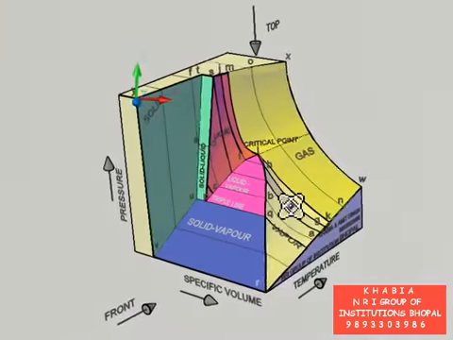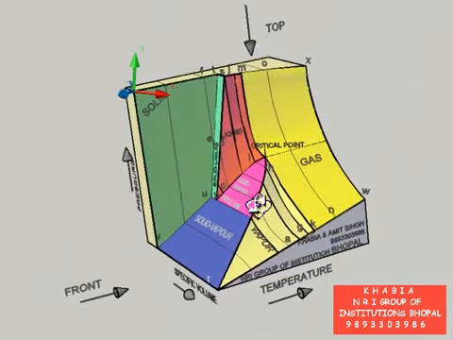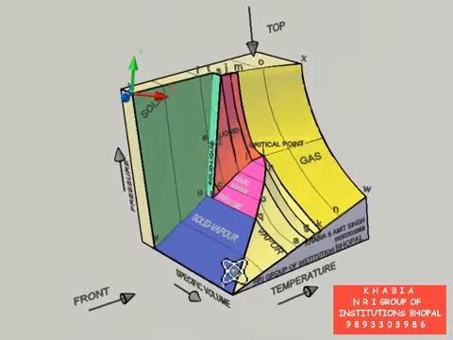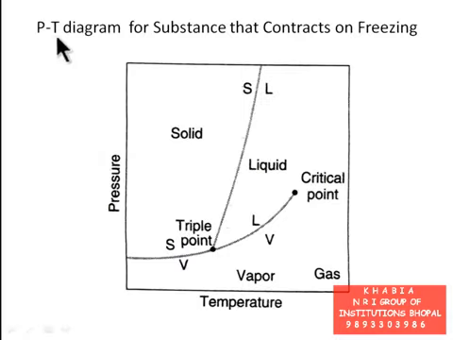Let me now develop a connection between 3D model of PVT surface and 2D PV diagram, PT diagram and TV diagram. The PT diagram for pure substance that contracts on freezing is shown here. This is the axis of pressure, this is the axis of temperature. This is solid phase area, this is liquid phase area, and this is vapor phase area.